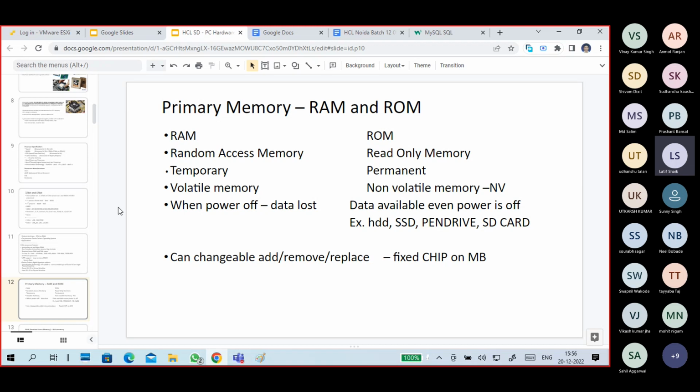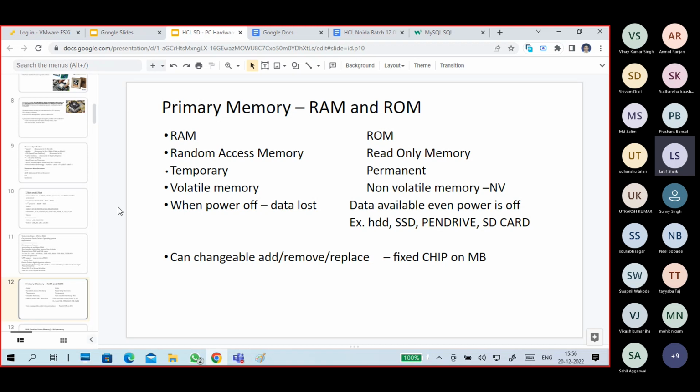ROM is a fixed chip. It is a chip, and while manufacturing ROM, they mostly put instructions inside. That is why it is a permanent memory. It is a simple chip on a motherboard. Unlike your RAM, we cannot change ROM.